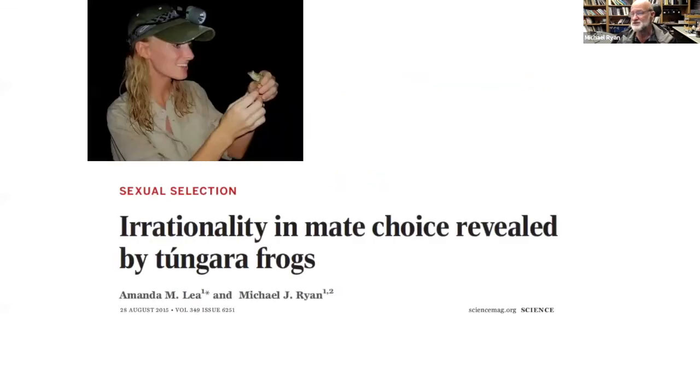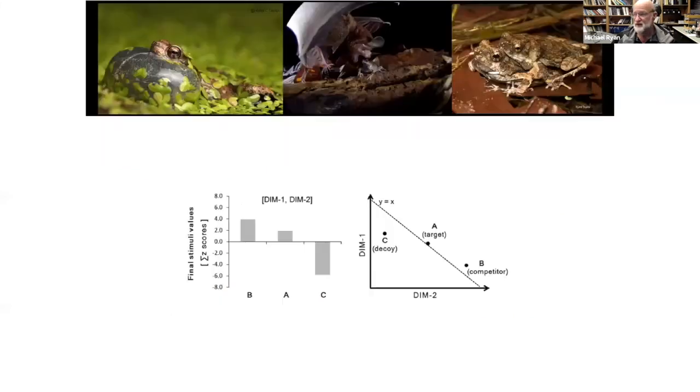Well, what about the frogs? So this is one of my former grad students, Amanda Leah, and we asked the question, are these frogs rational when the females choose their males, or more specifically, is there any evidence for this competitive decoy effect? So what we do is we take 3 natural calls, which we already measured the relative attractiveness of. So we've sampled many calls in the population, and we've done round robin experiments to show the relative attraction of calls. So these are taken from that database.